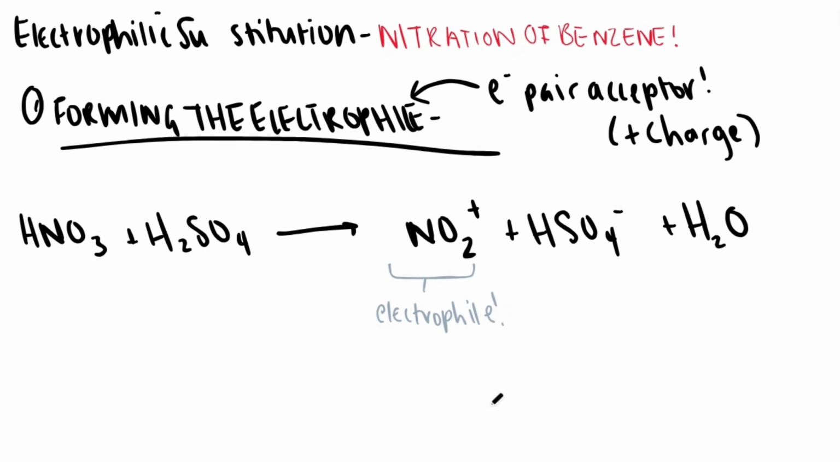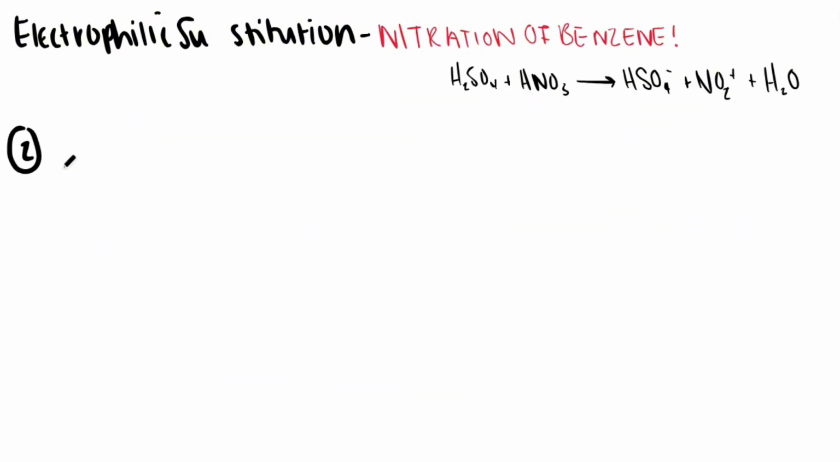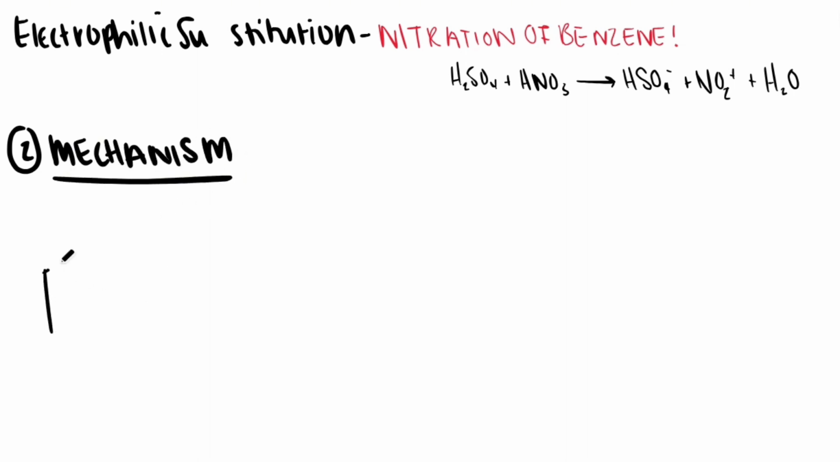Like I said, we have to warm the concentrated nitric acid and the concentrated sulfuric acid. Now the second step is the mechanism itself. This is the fun part of the reaction. So we start off with our benzene molecule, which you should know what the structure is by now. If not, definitely research it, because you need to know.